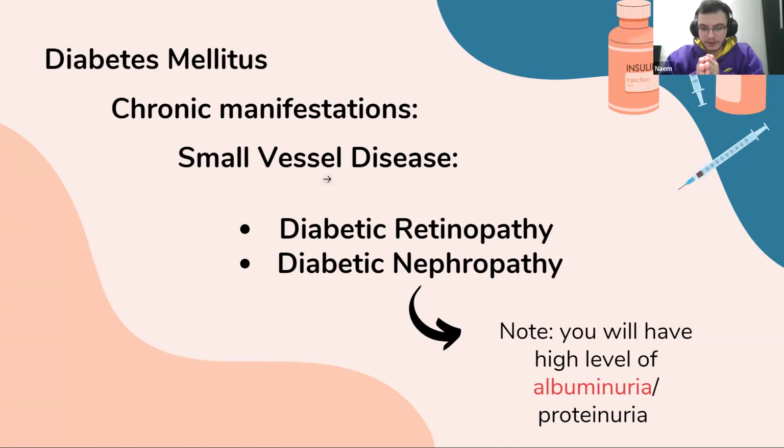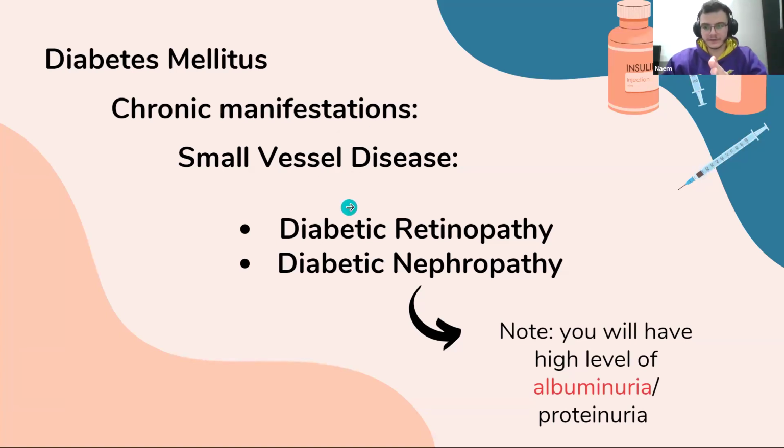So is diabetic nephropathy clear? Please, guys, if you see a case of someone who has a very high level of glucose, or they tell you already that he is diabetic, and then they mention that he has high levels of protein or high levels of albumin in the urine, that means he has diabetic nephropathy. You're going to get asked about it. I'm 100% sure. It's very high yield. Is this concept clear? Okay.